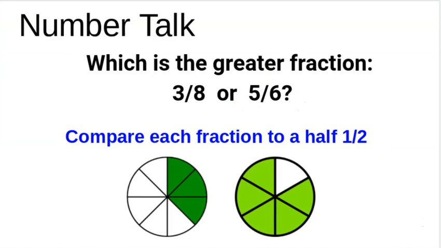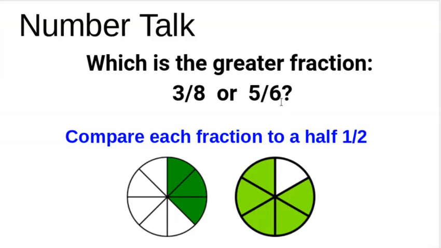Another strategy is you could have compared each fraction to a half. So this is really easy when you have two denominators that are both even numbers. 3/8, when you look down here, you can think, well, 4 is half of 8, and I know that 3 is less than 4, and that's supported in this model right here.